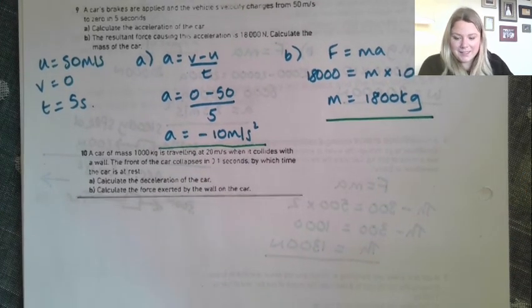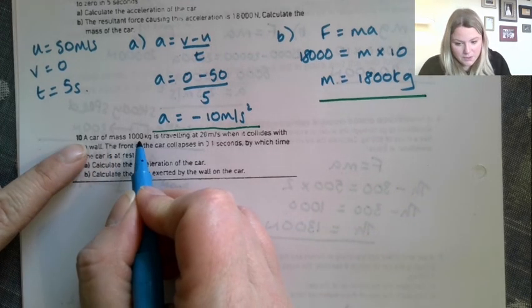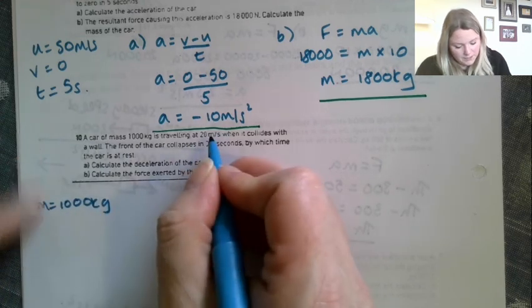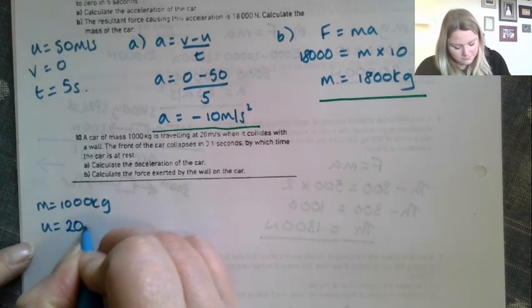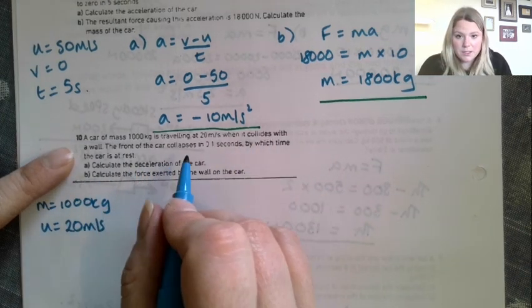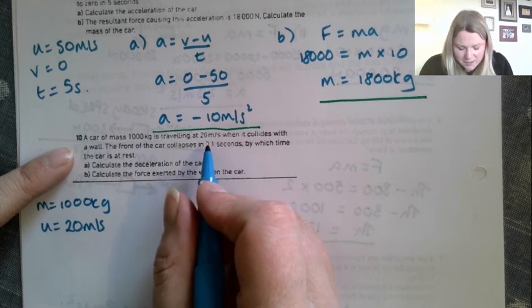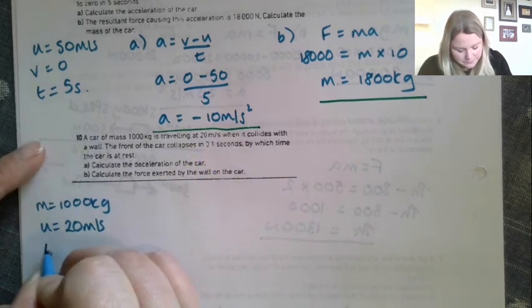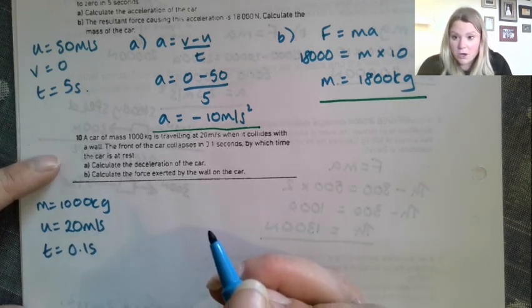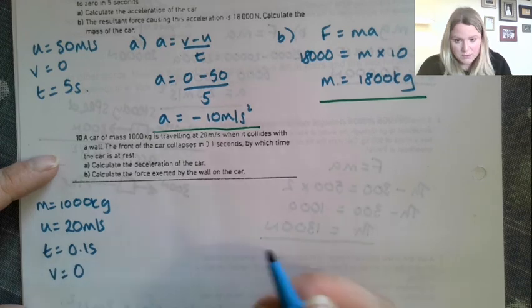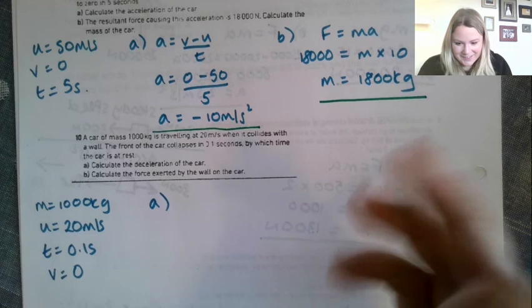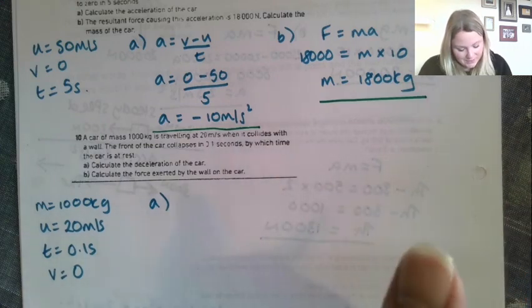Right, question 10. A car of mass 1,000 kilograms is travelling at 20 meters per second. So u is 20 when it collides with a wall. The front of the car collapses in 0.1 seconds by the time the car is at rest, so v is 0. For part A, calculate the deceleration of the car.